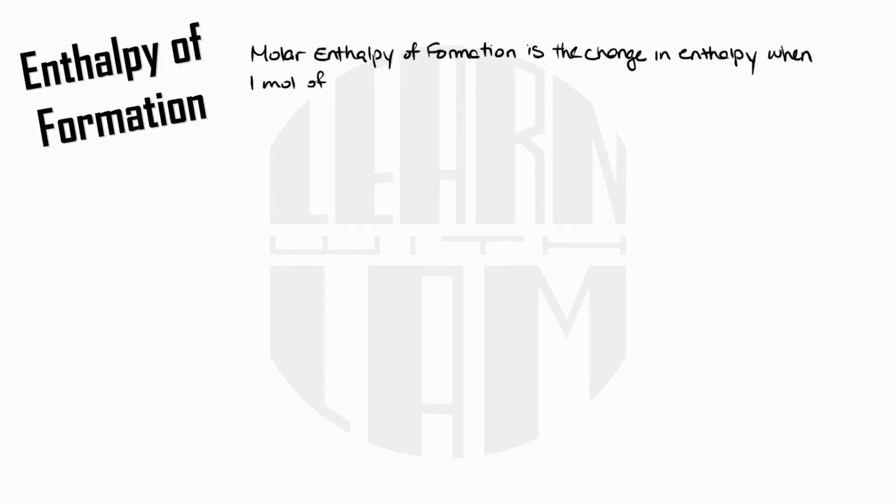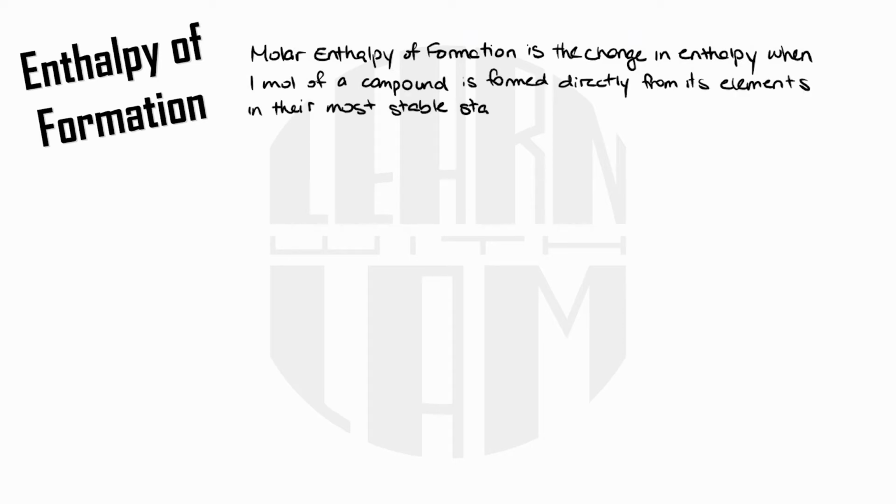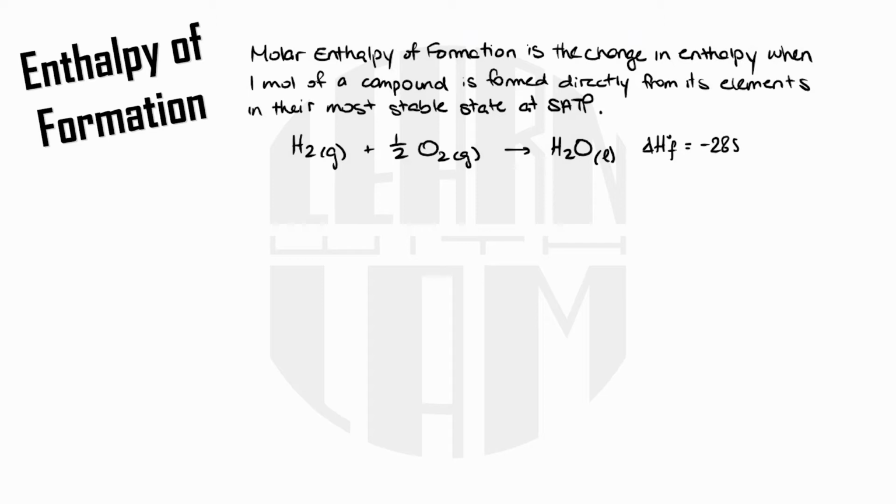So first things first, molar enthalpy of formation is the change in enthalpy when 1 mole of a compound is formed directly from its elements in their most stable state at SATP. So for example, hydrogen gas plus half oxygen gas makes liquid water. This is the formation equation for liquid water, and it has a molar enthalpy of formation of negative 285.8 kilojoules per mole. Now, notice that formation is from elements in their most stable state.